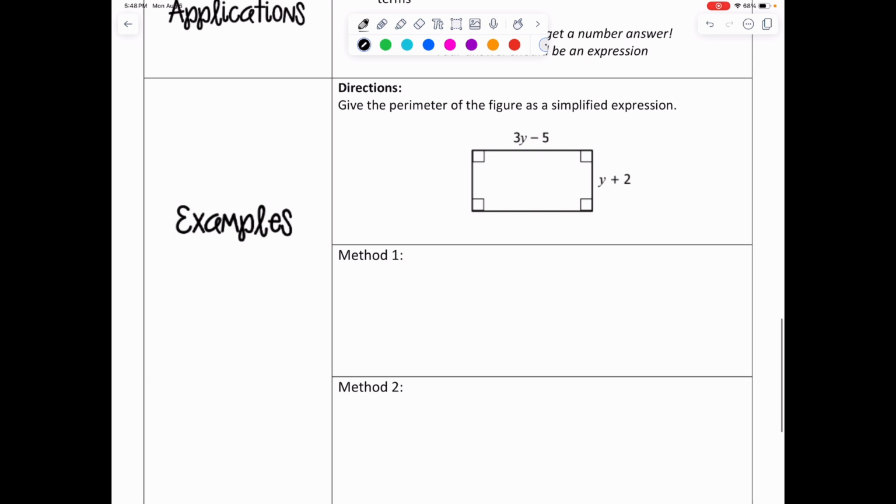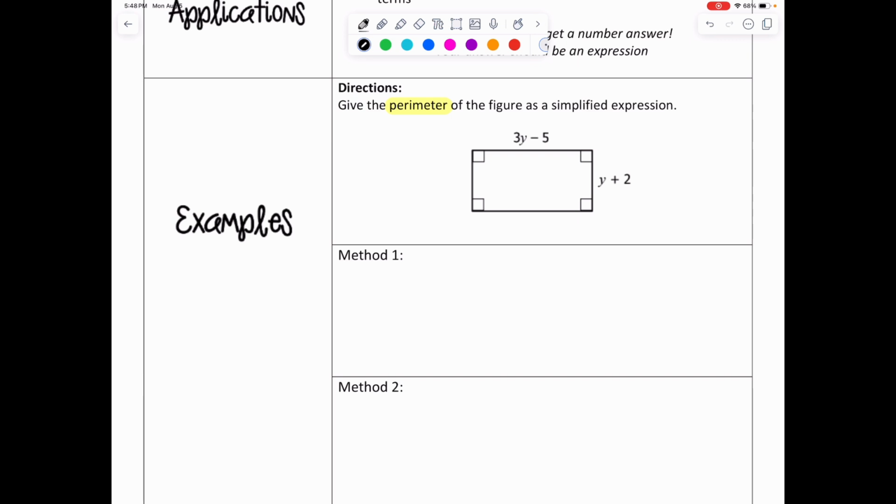So give the perimeter. That's the key word here that we want to point out. We need to know what perimeter is. of the figure as a simplified expression. So that means no parentheses and no like terms in our final answer. So first, let's look at this.